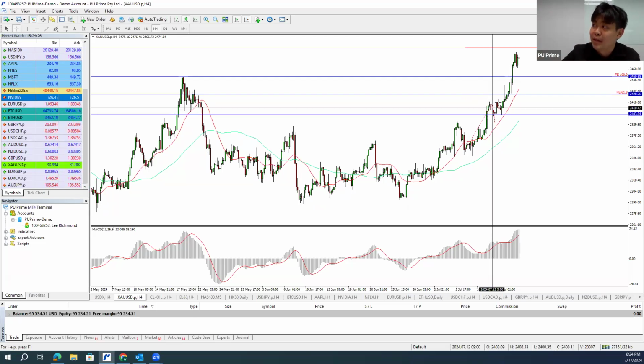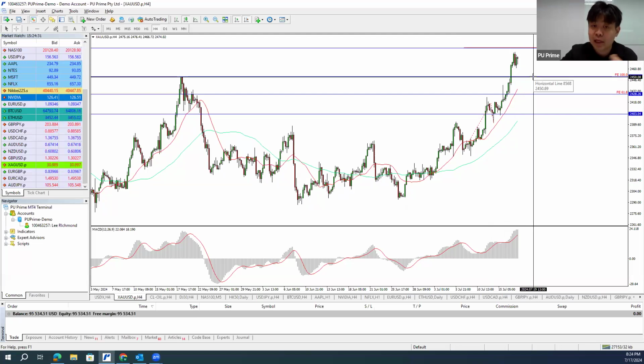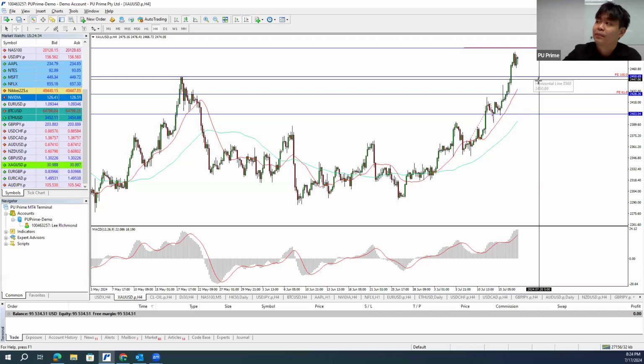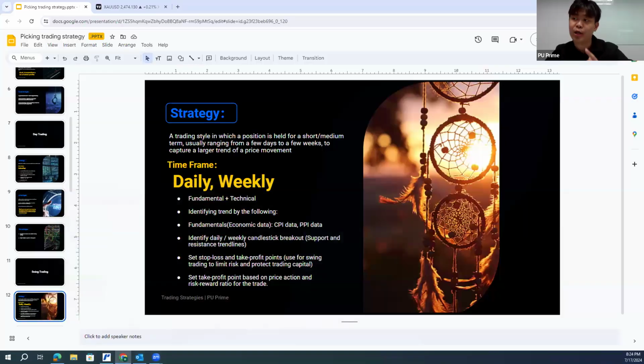Maybe you can try to take profit when it reaches a certain level. Then you wait until it drops back, a healthy retracement until the support level. Then you go long again. Then your stop loss can be put maybe below the support level. So you can try to understand one big trend, and then try to have a very good entry point.